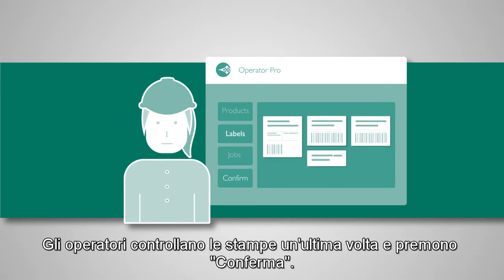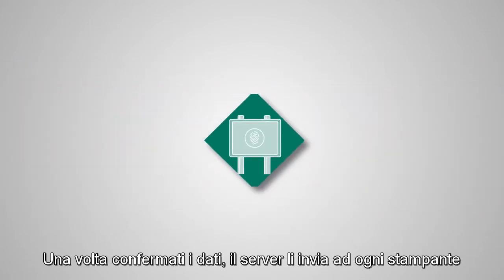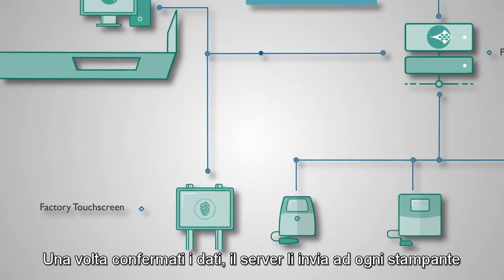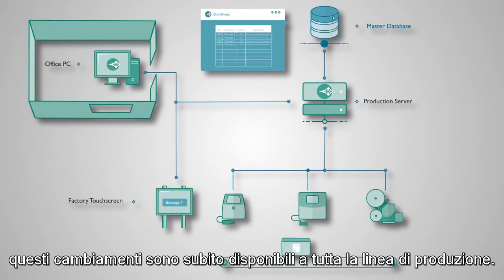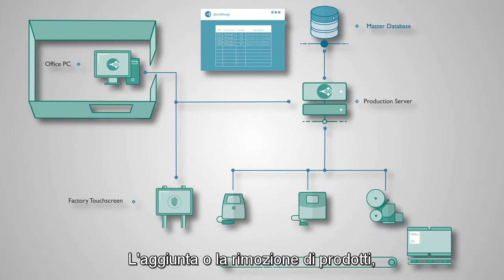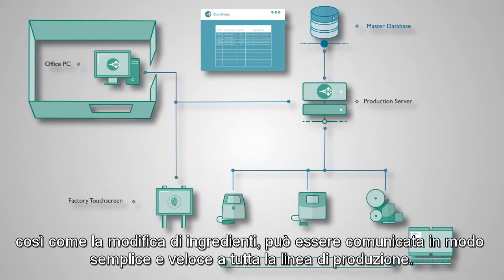The operator checks the labels for accuracy and hits confirm. Once confirmed, the server sends the data to each printer on the production line. When updates to the master database are made, these changes are immediately available on the production floor. Adding and removing products, as well as changes to ingredients, are quickly and easily rolled out into production.